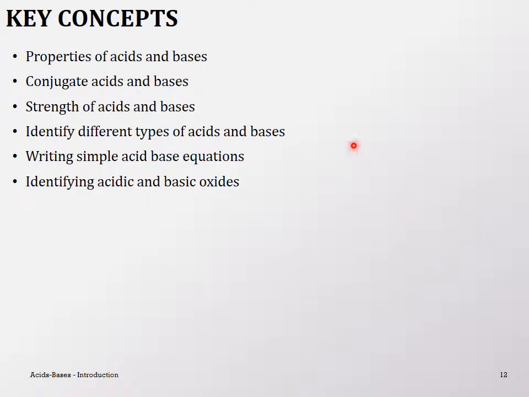So the key concepts to take away from this little presentation are that you should know the properties of acids and bases. You should definitely know what conjugate acids and bases are and how to write and identify them. Learn about the strength of acids and bases, and remember, if something is a strong acid, it's going to be a weak base. Identify different types of acids and bases. Is it a Lewis acid? Is it a Bronsted-Lowry acid? Those kinds of things. You should also be able to write simple acid-base equations and then identify acidic and basic oxides. And I said write simple acid-base equations. That also includes the Lewis acid-base equations.